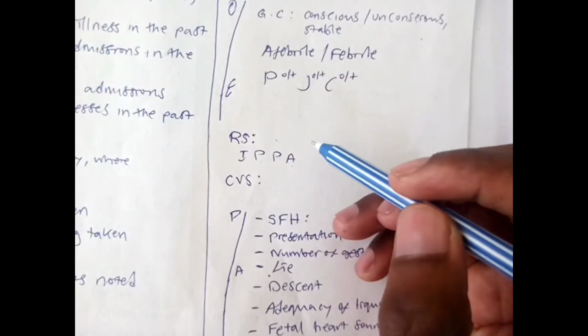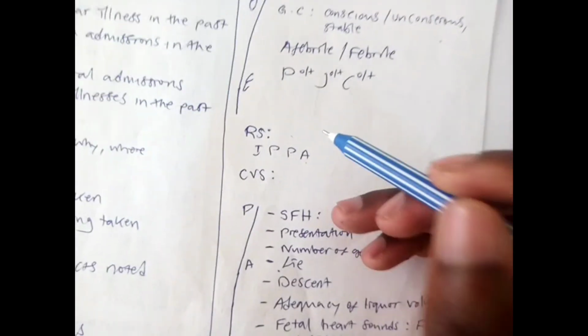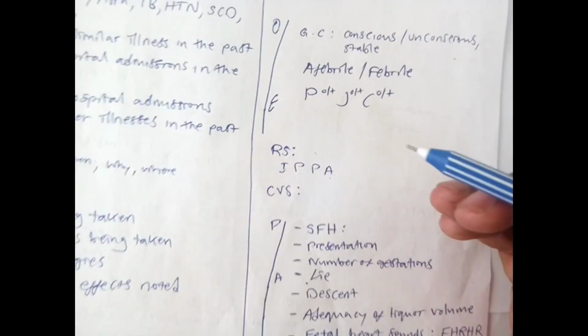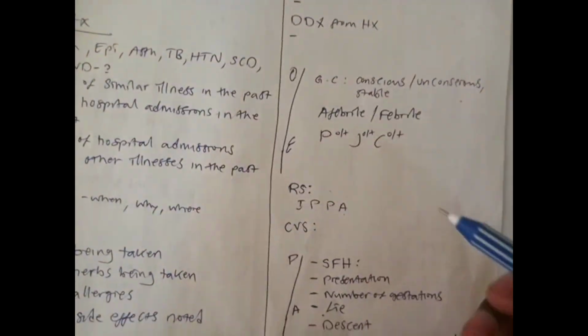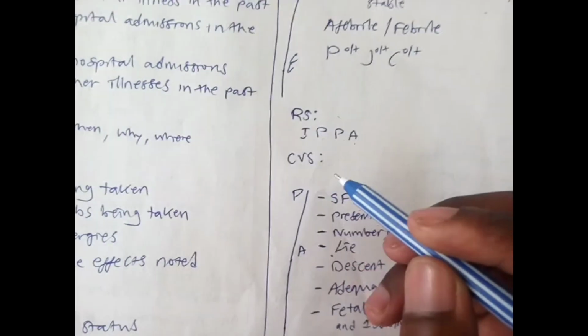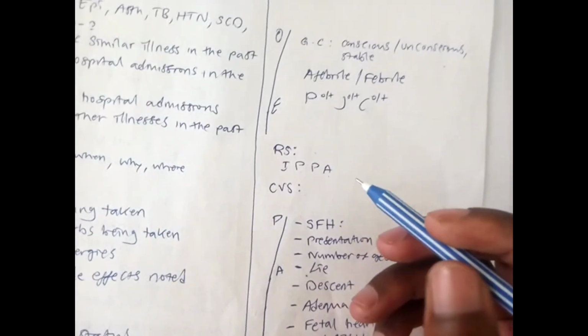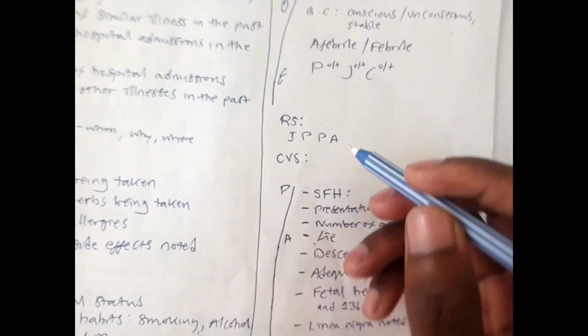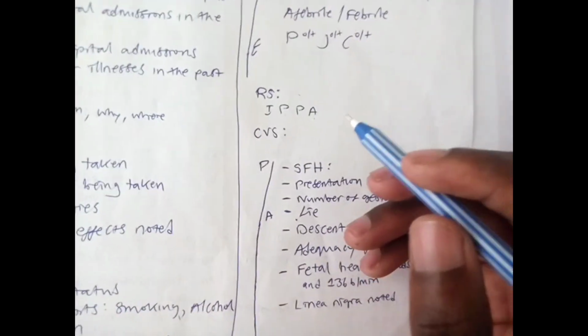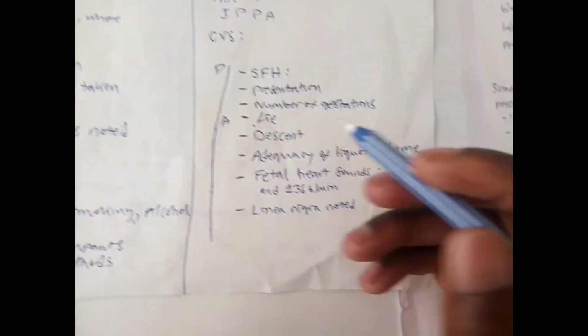Is there good air entry? Are there vesicular breath sounds? What is the sound that you have noticed? Then you go to CVS: same, inspection, you palpate, you auscultate, because that's how it is. So you have to read up on the examination. You have to know how to examine patients.